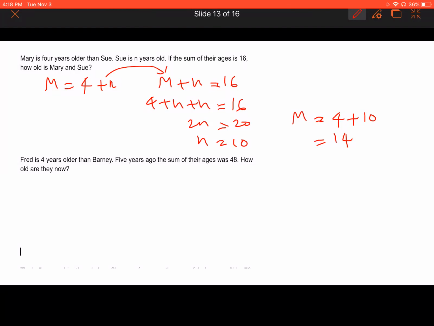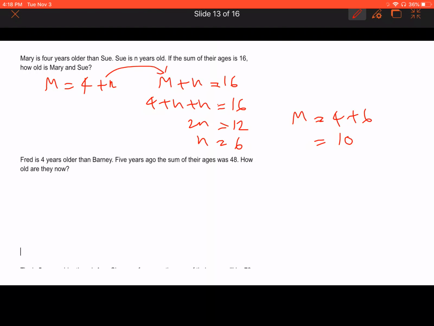Okay, we made a mistake here. Just see the mistake. It's 12. So 4 plus 6 is going to be 10. So we have to be very careful.